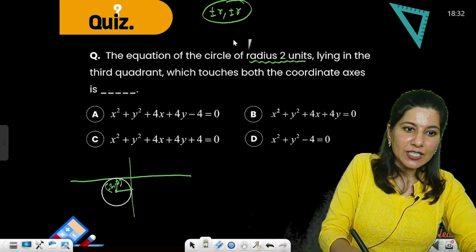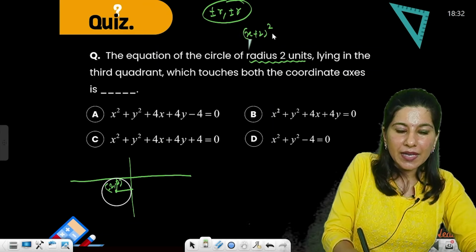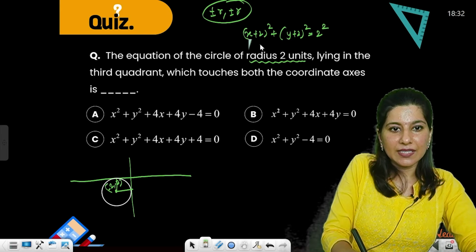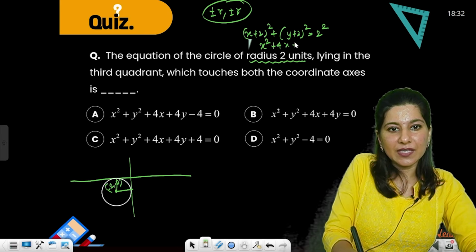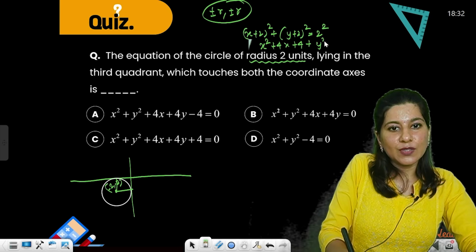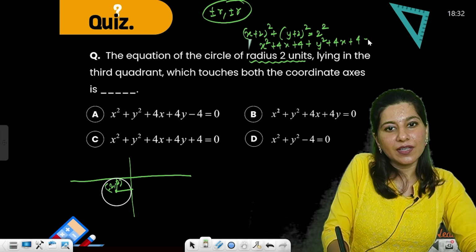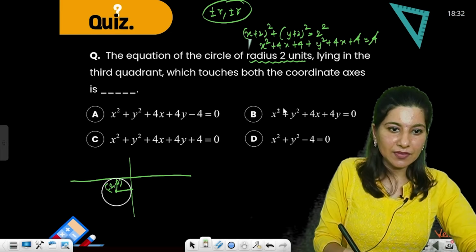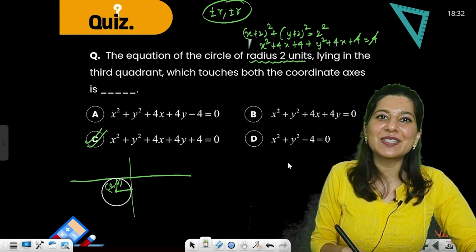Now just write it: (x plus 2) whole square plus (y plus 2) whole square equals 2 square. So this is x square plus 4x plus 4, y square plus 4y plus 4. Got it. x square plus y square plus 4x, and so on. I guess option C is absolutely right.